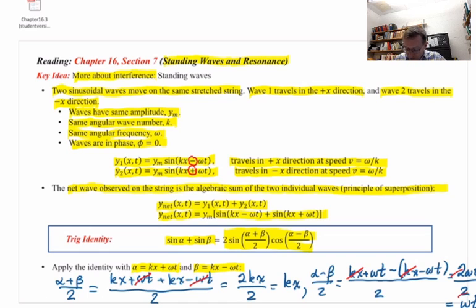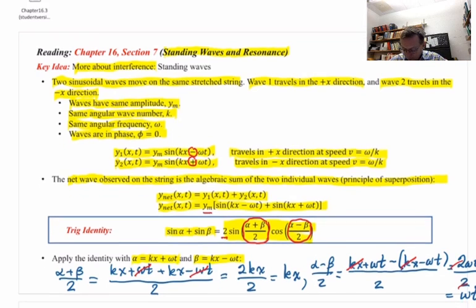So we're going to put those expressions in. For the alpha plus beta over 2, we're going to put that right there inside the sine. And for the alpha minus beta over 2, we put it right there inside the cosine. Don't forget the 2 out front, and of course the y max that I factored out front. And what's the final expression for the net wave that we will actually observe on the string?